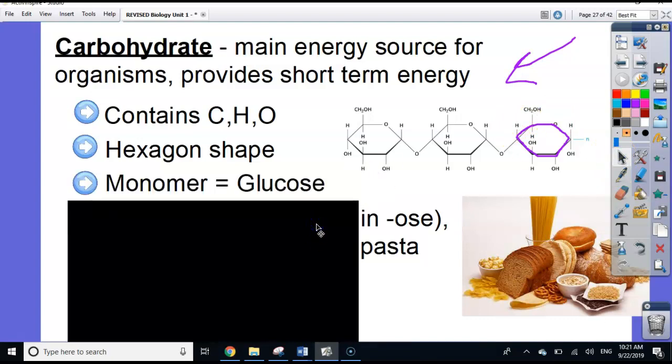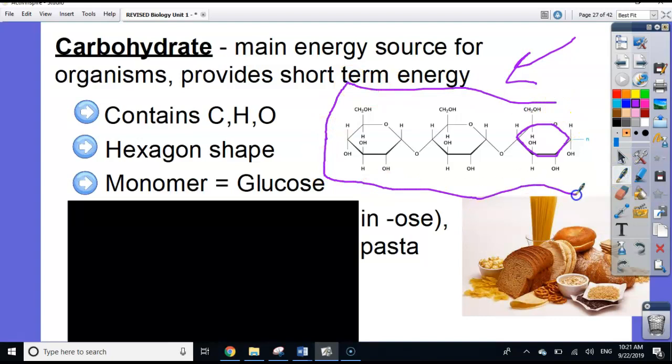Now the monomer, remember we said, what's the building block? For example, right here, can anyone tell me how many building blocks this is made of? How many hexagons do we have? Remember, the building blocks are called monomers. So what is the name of this specific monomer? That's what I'm going to tell you.